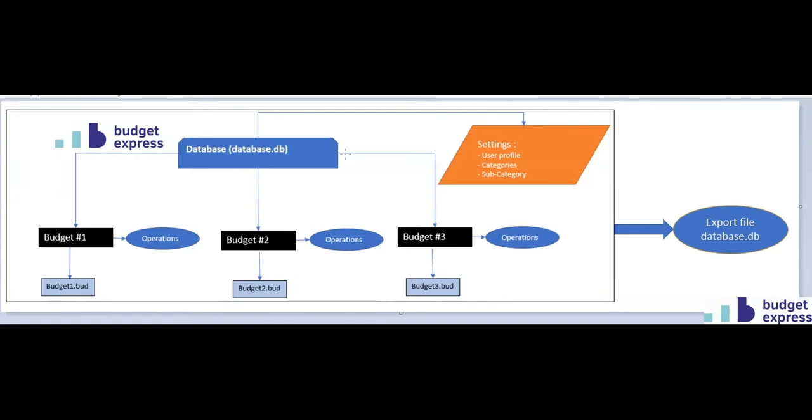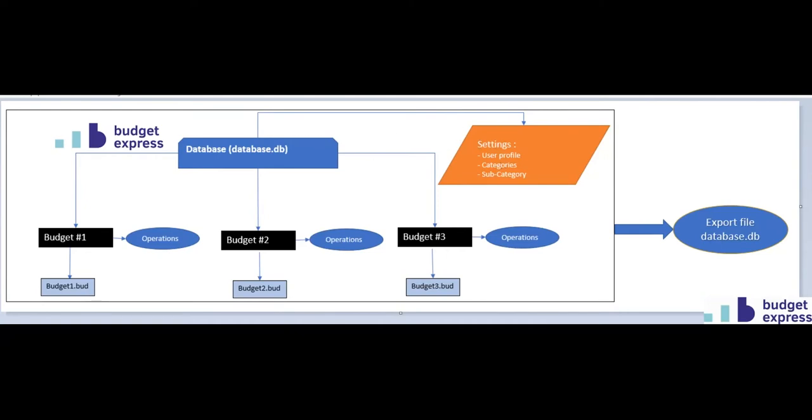When we back up our database, the database is called, first of all, database.db. This file is directly on your PC or Mac. It is created automatically when we install Budget Express. The database is the main file where you will find every single budget. If you work with more than one budget, every budget is part of the same database file, and also the settings in Budget Express, when you create new subcategories or your user profile, are kept directly in the database.